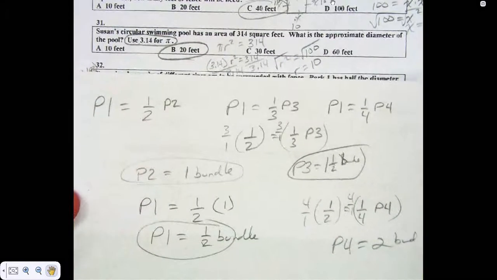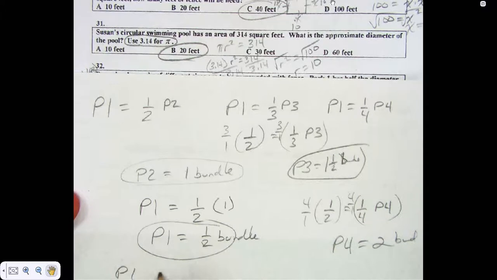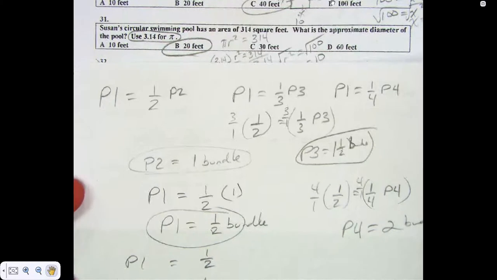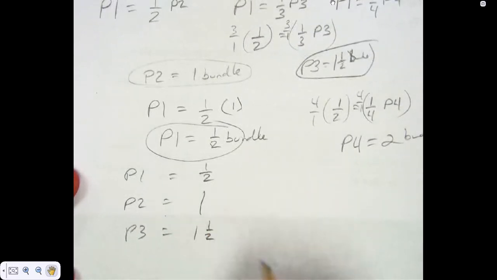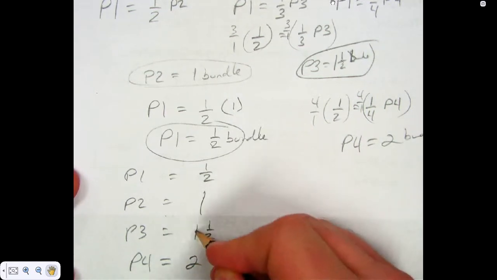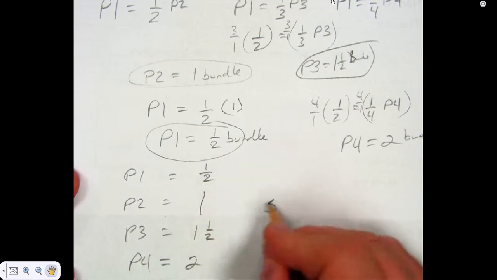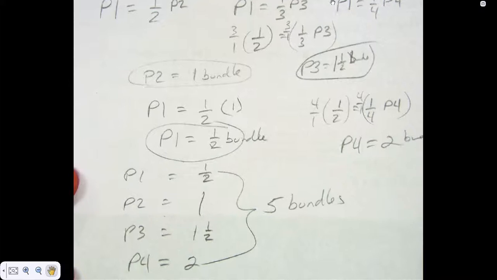So, I'm going to need one bundle for Park 2. Park 1, I'm going to need what? Half a bundle. Park 3, I'm going to need what? 1.5 bundles, right? Park 4, I'm going to need what? 2 bundles. 1, 3, 4, right? And 1/2 more makes what? 5 bundles.